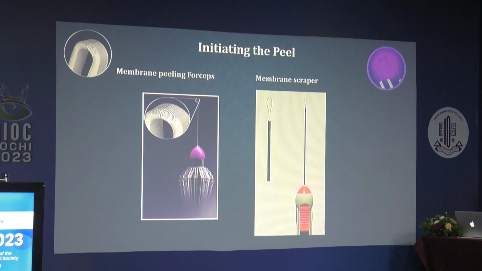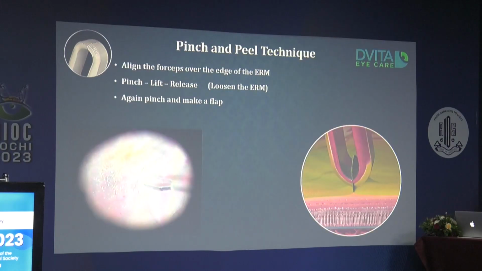But the scraper is used where the ERM is very thin and we are not very sure about the margin, and especially for beginners, to prevent damage to the underlying nerve fiber layer. With forceps, we normally use the pinch and peel technique. Align the forceps over the edge of the margin, then we first pinch, lift and release.